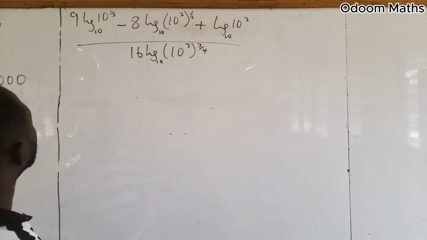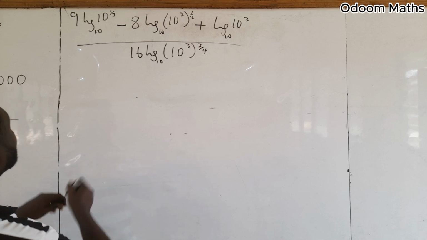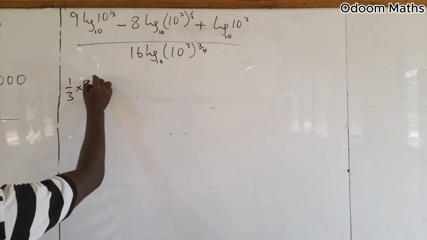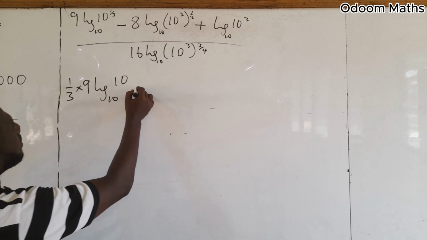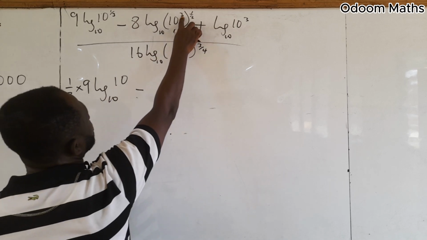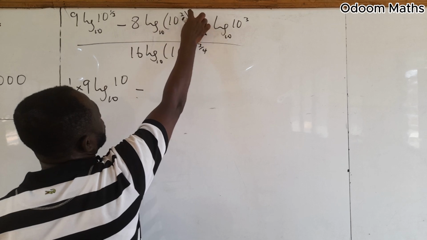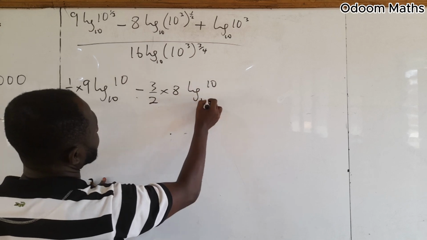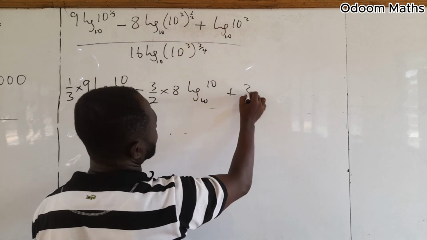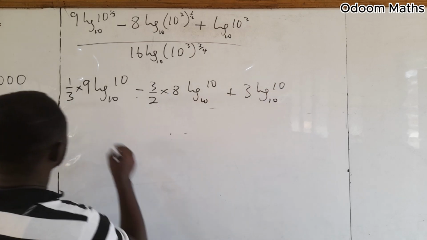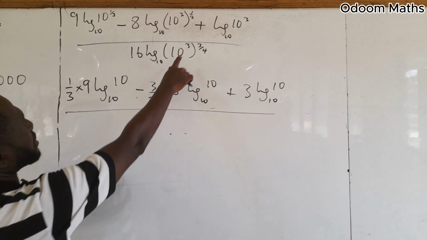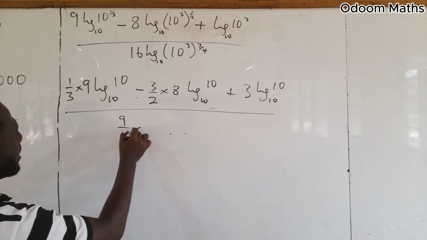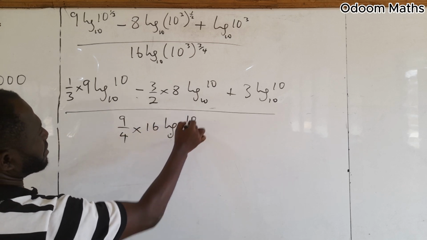Okay, so I'm going to apply the third law. So this will come and multiply this. That is 1 over 3 times 9 log 10 base 10. Then minus, and here too, we can multiply this to be 3 over 2. So 3 over 2 will come here. So 3 over 2 times 8 log 10 base 10. Plus, this should also come here. That is 3 log 10 base 10. Divided by, now, this is also 3 times 3, 9 over 4. So 9 over 4 will come here. So 9 over 4 times 16 log 10 base 10.